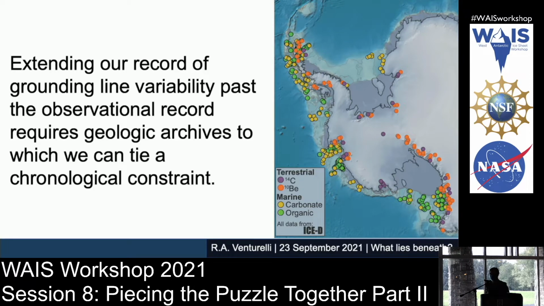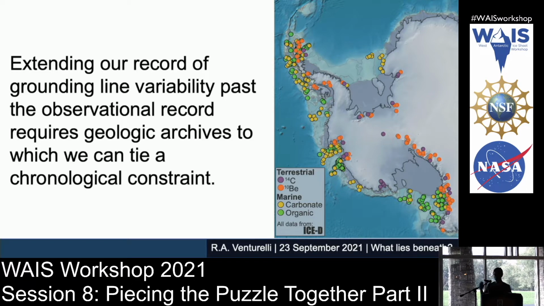As you probably guessed from my question earlier, I'm a paleo person, and I'm really interested in how we can link these paleo observations with the processes that we observe today. And one of the big things that we really need when we're looking into the past is something that we can tie a chronological constraint to. So, datable material that records ice sheet change.